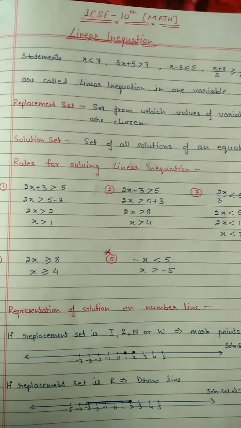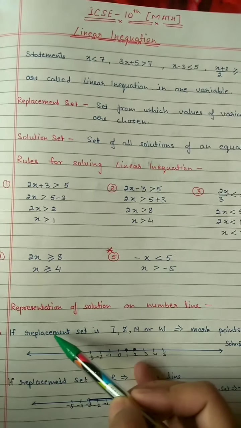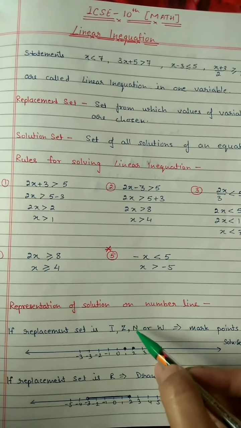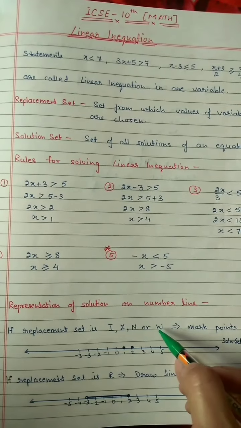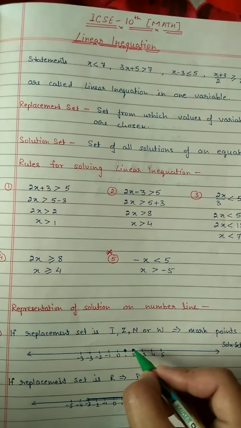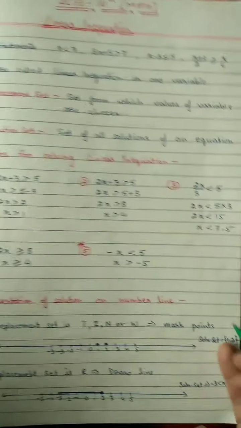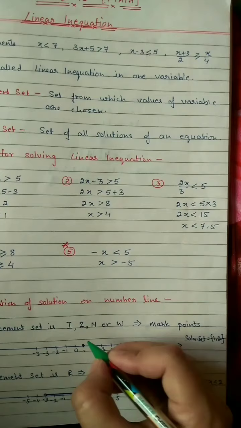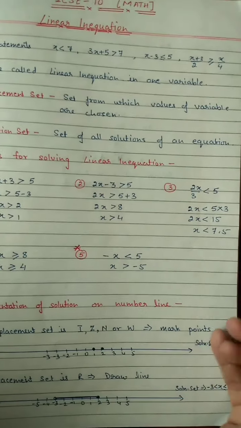Then sixth thing is representing your solution on the number line. In this, 2 points are there. If the replacement set is I meaning integers, Z also integers, natural numbers or whole numbers, in these cases you have to mark the numbers here. Suppose your solution set is coming 1 and 2, so just mark 1 and 2.